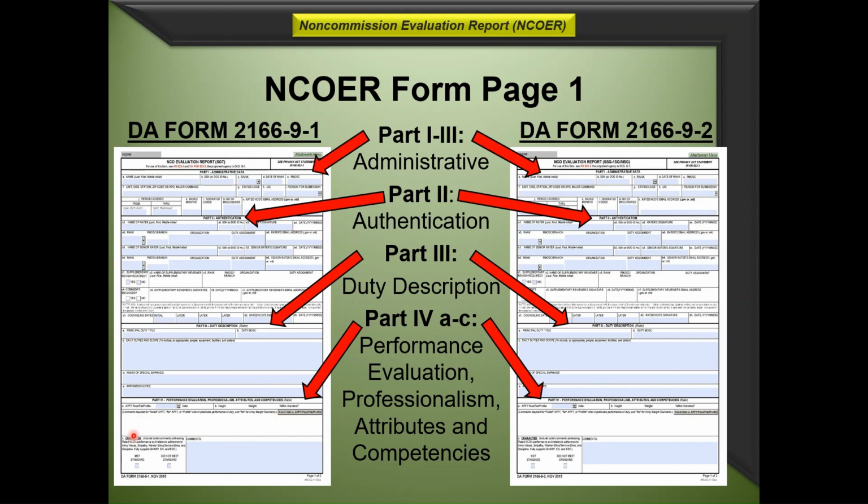Then down here, you have character, and this is where you're going to talk about the Army values. So you really want to highlight how that rated NCO has demonstrated Army values during the rated period. And you can see on the right hand side of the screen, it is the exact same. Now, moving on.